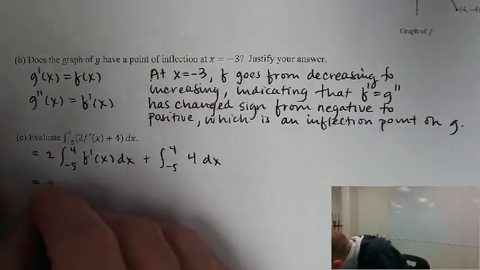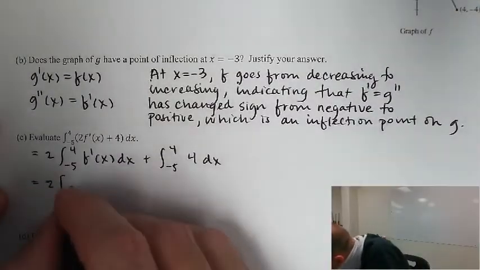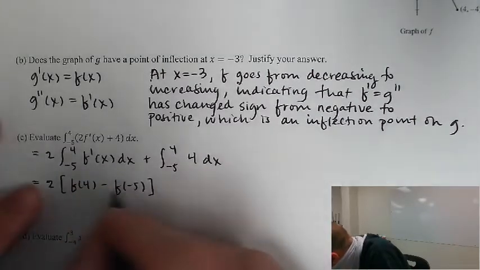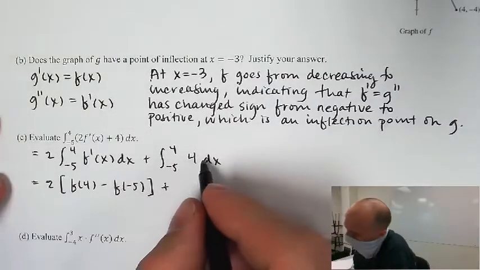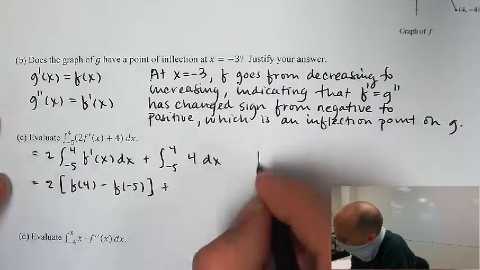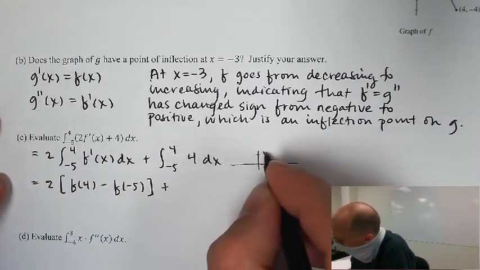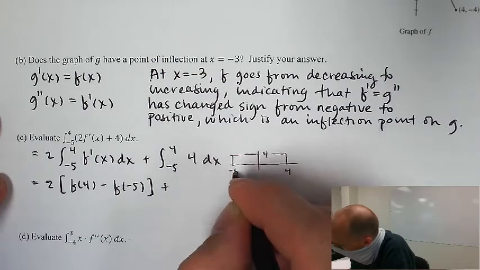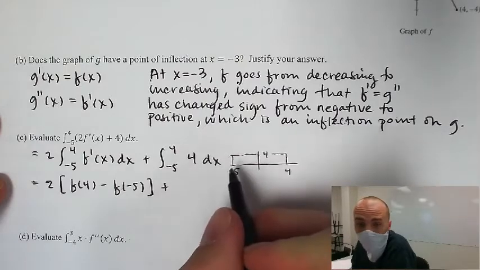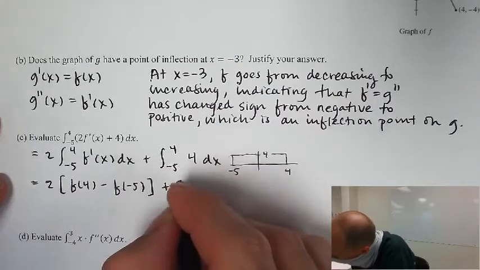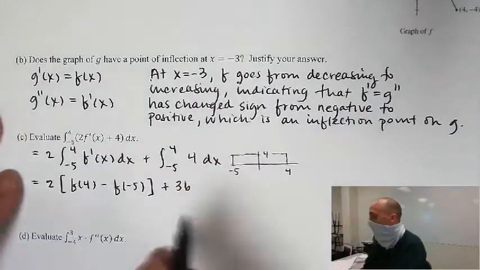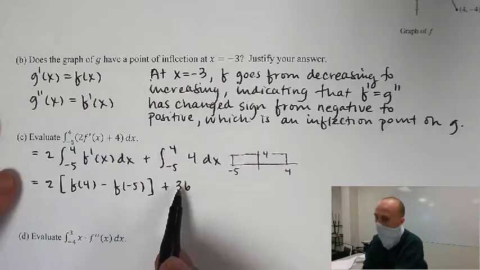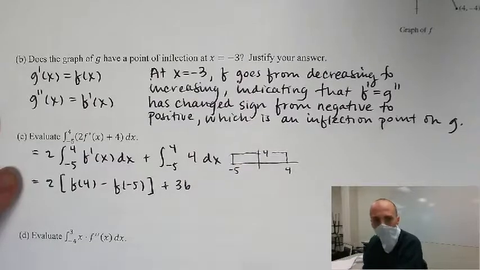Okay, anyway, so this is equal to 2 times, well, I take an antiderivative, that's f, I plug in 4, I plug in -5, that's the integral. And this thing, well, this is a rectangle. If that's 4, then I can go up to 4 and back to -5. And I can see that this is a rectangle with width 9 and height 4, so it's going to be 36. Okay? Yes, you could take an antiderivative and have 4x, and you'd have 16 minus -20, and you would get 36. But, you know, I like this better.